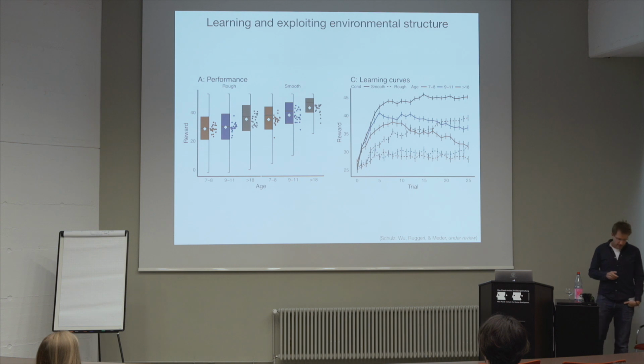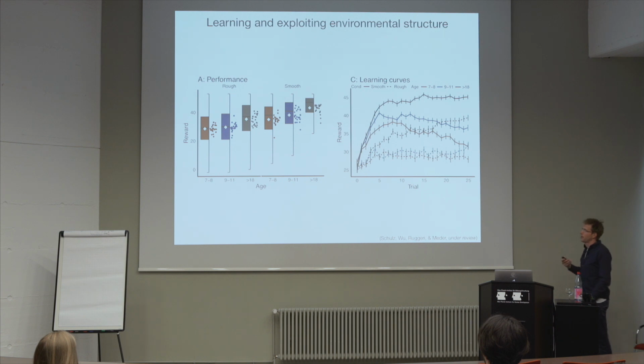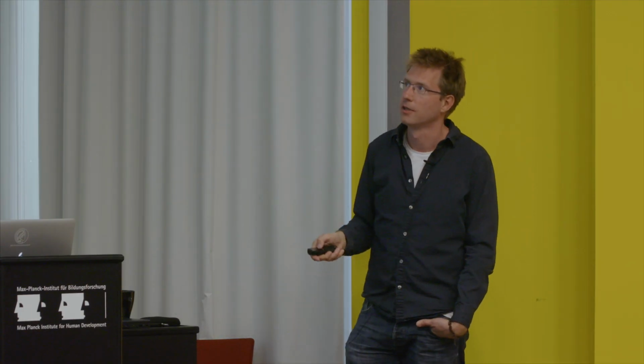So let's look at some of the data. I won't present all of it, but you can ask Charlie or Eric or me for a draft of the paper. What's plotted here is the performance, so the obtained rewards, and we have a three-color coding scheme. From left to right, it's the age group: these are the youngest children, these are the slightly older children, these are the adults. And these are the behavior in the rough environments, where the spatial correlation is not as strong as in the smooth environments, which you see here.